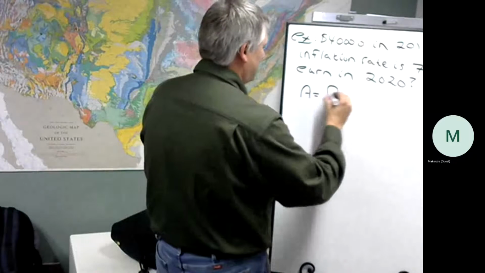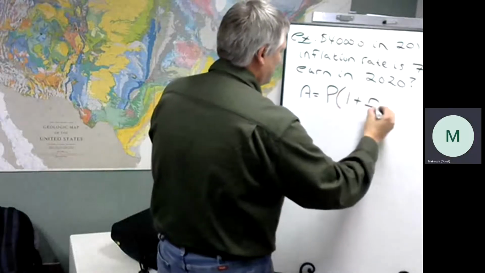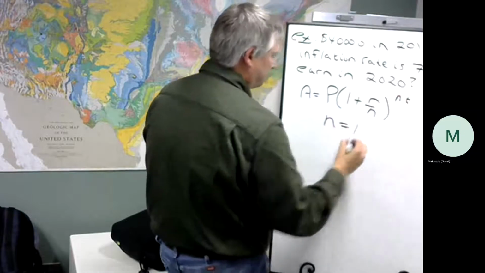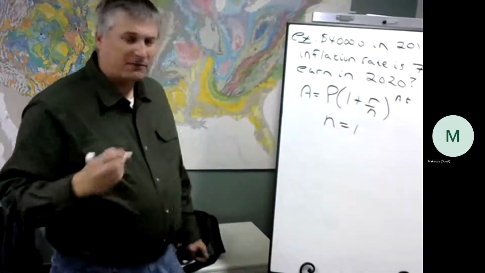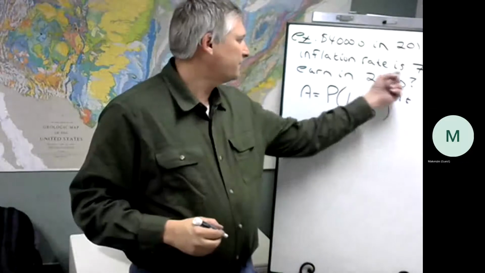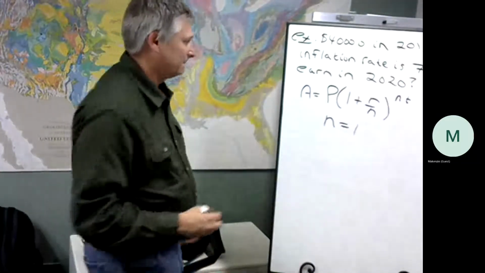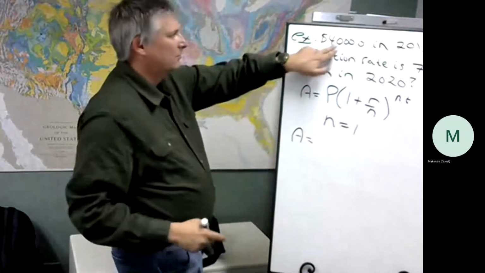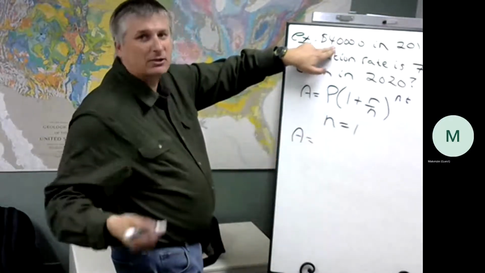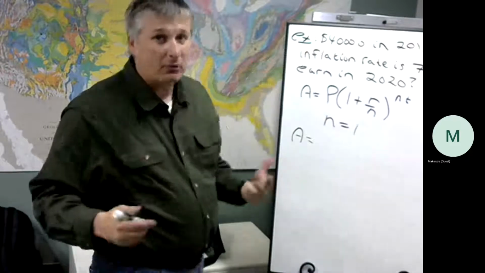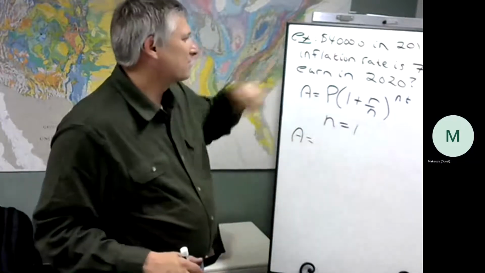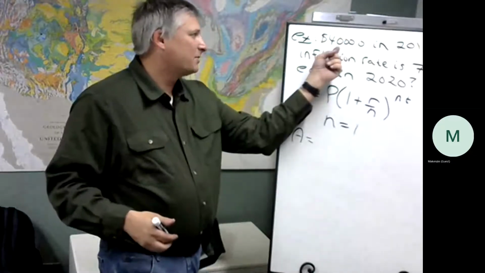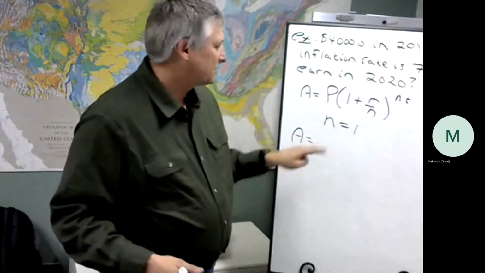So again, we use our formula, but again, we're going to use n equals 1. And for the interest rate, we're going to use the inflation rate of 7%. And then for our P, we're going to use the amount of money in 2015. Now, we're talking about a salary here. This could be like a $10 bill, it could be rent, it could be anything. But whatever this sort of value is here, that's going to be our P.